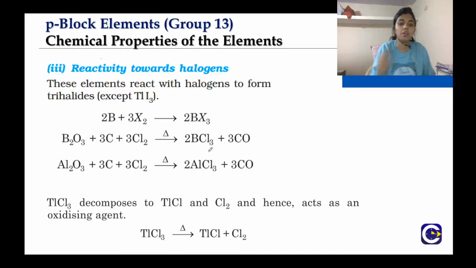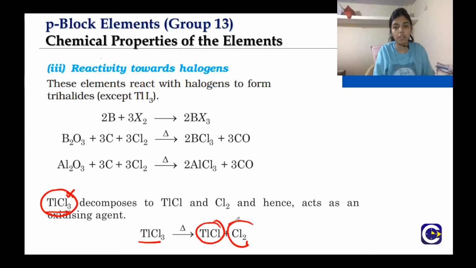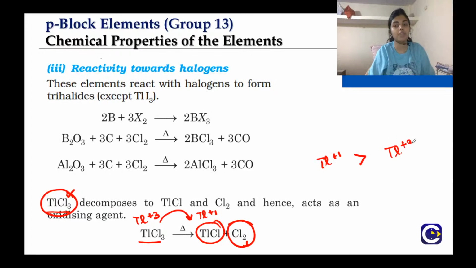Now, because thallium Cl3 is basically not formed, what happens here is that thallium Cl3 breaks down into what? Thallium Cl plus Cl2. Here thallium is in +3 oxidation state, here thallium is in +1 oxidation state. So obviously the forward reaction is more favorable. Why? Because thallium +1 is more stable than thallium +3 due to the inert pair effect.